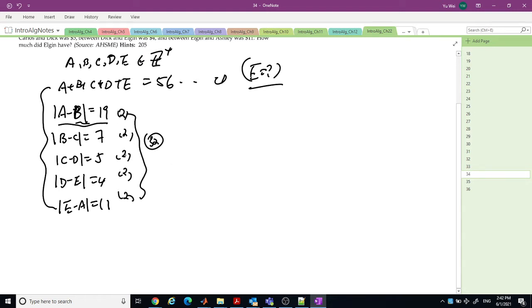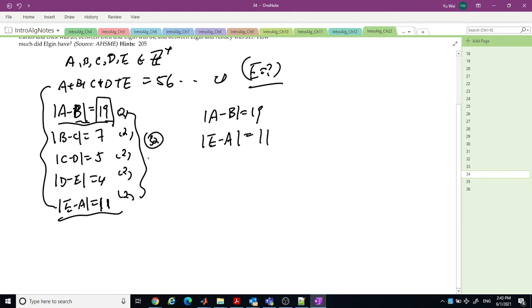For this type of problem, we always start from the biggest range. The largest range may give you the ends, and we can try to complete all the points in the middle. So let's see, A minus B equals 19, and the second one is E minus A equals 11. Without loss of generality, let's assume A is less than B in this case, so the distance between A and B is 19.